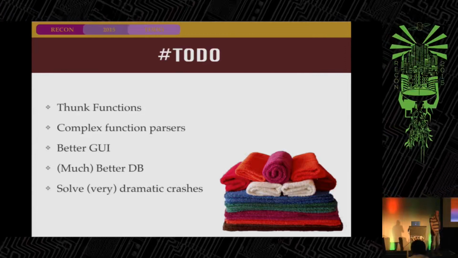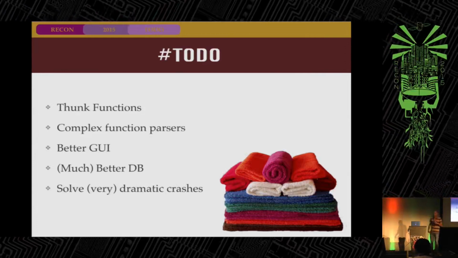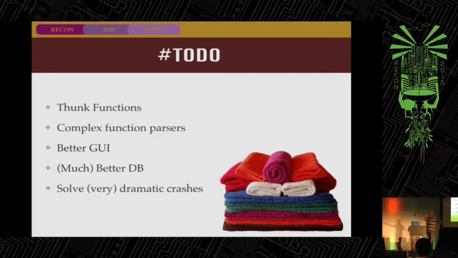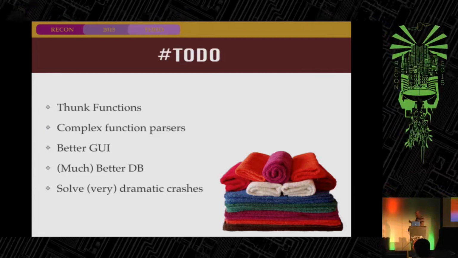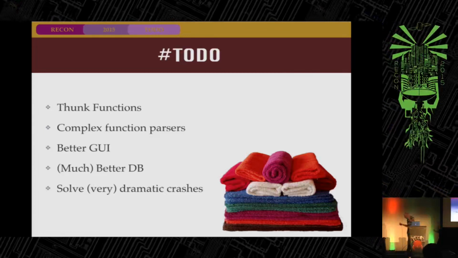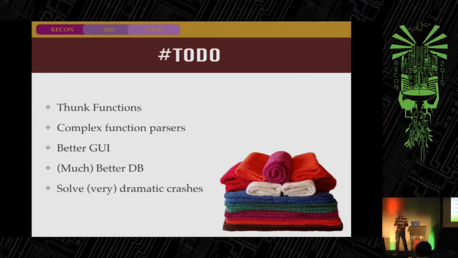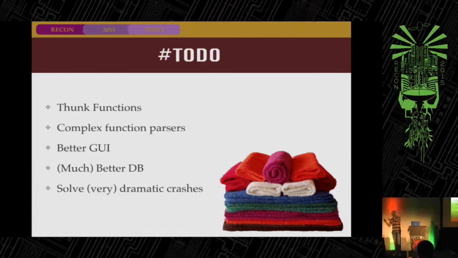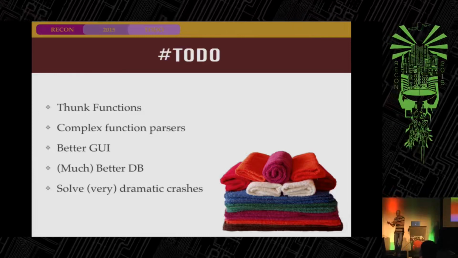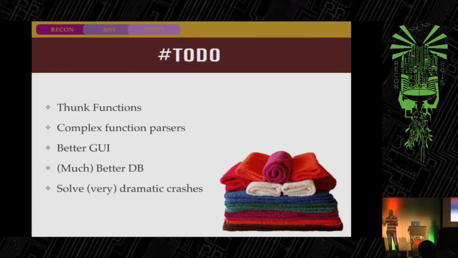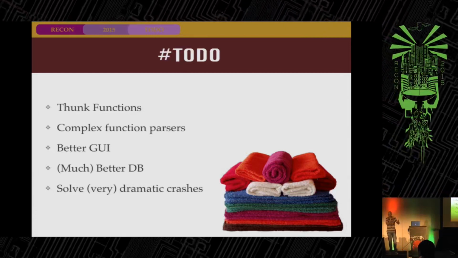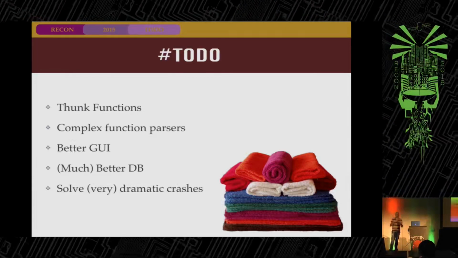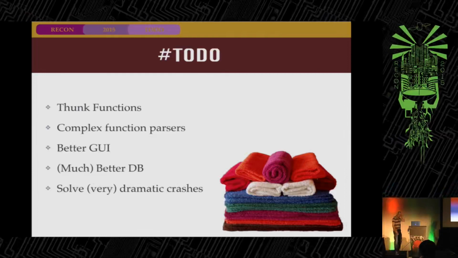Another thing is complex function parsers, because what we do now is just take the function arguments and parse them one by one. But that may not always be sufficient. There could be another case when we would like to take the value of one argument and use that value as an input to another argument. Like if we have some kind of size argument, and then we want to pass that size to another argument, then this must be implemented in some kind of a complex function parser.